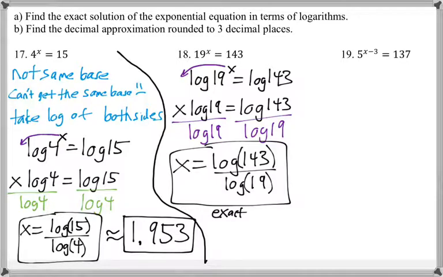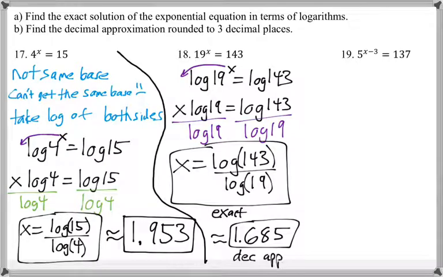Now to find the decimal approximation, I want to type this into the calculator. So log of 143 divided by log of 19. So the decimal approximation is 1.685. And this is the decimal approximation.